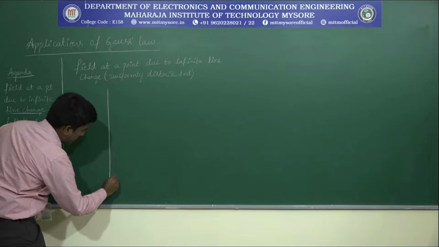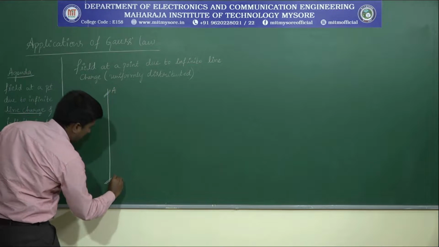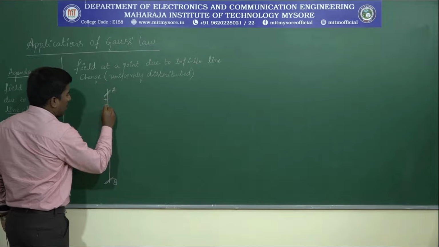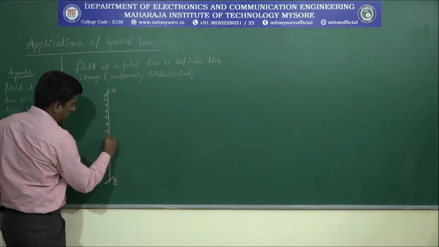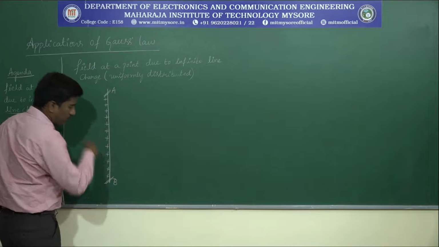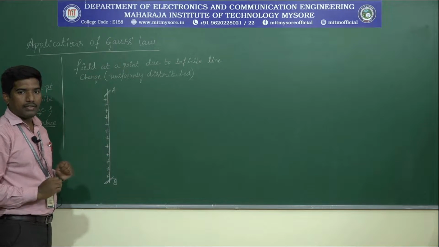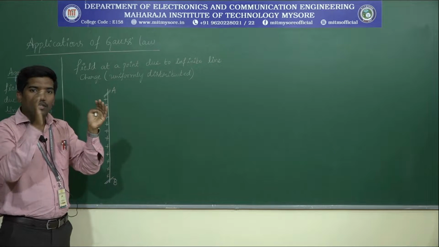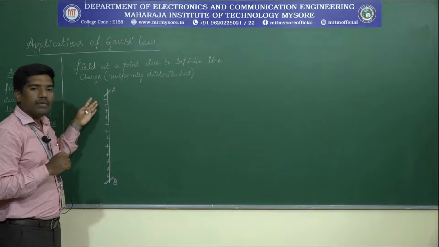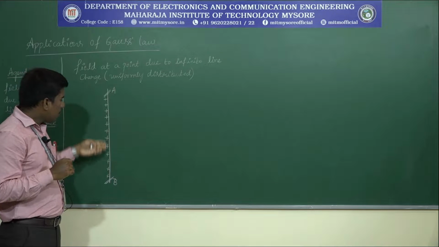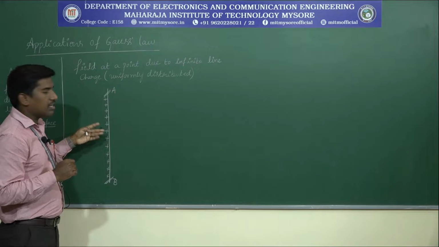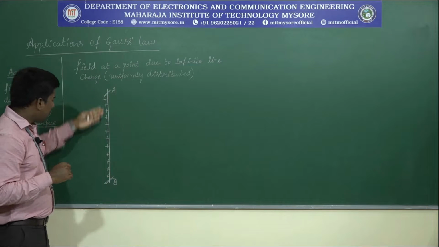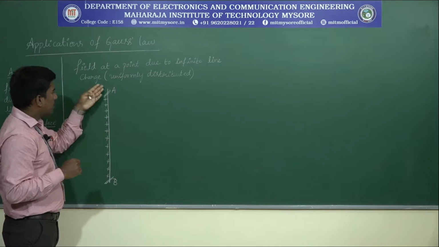an infinite line charge along the line AB. The charges are uniformly distributed throughout the infinite length. In order to apply Gauss's law, what we need to do? We need to have a closed surface. But here we have an infinite length line charge, and the charges are uniformly distributed. Hence, the line charge density is rho L. Rho L means line charge density, which is defined as the charge per unit length.